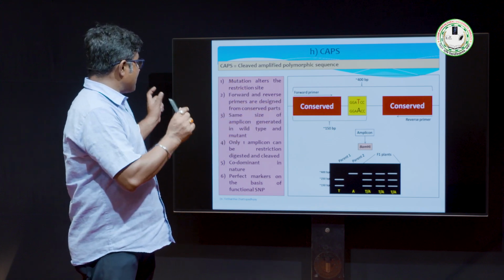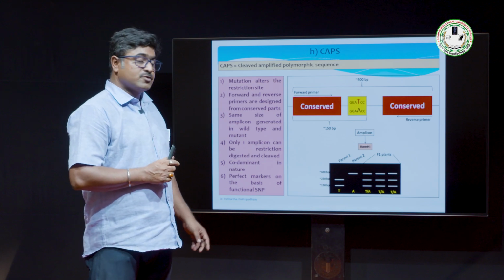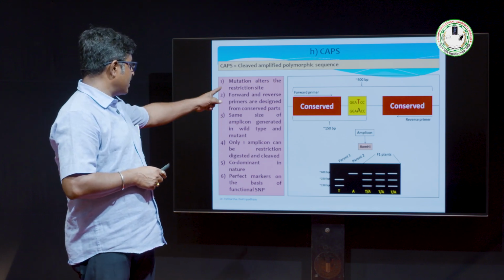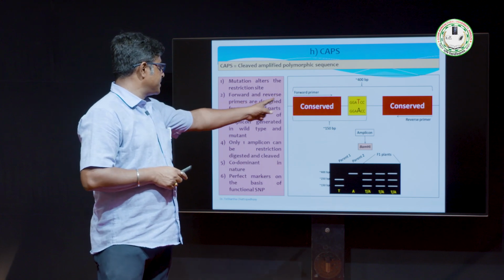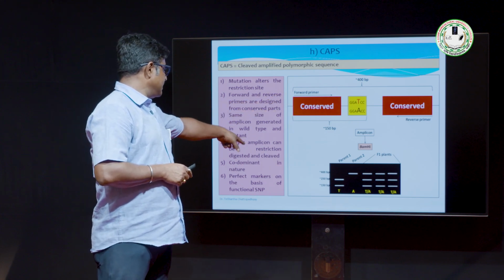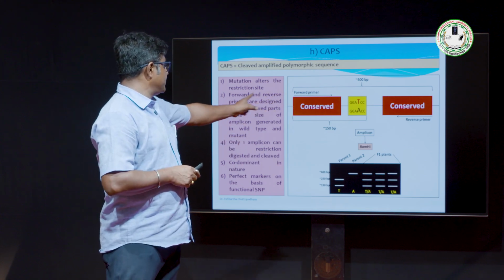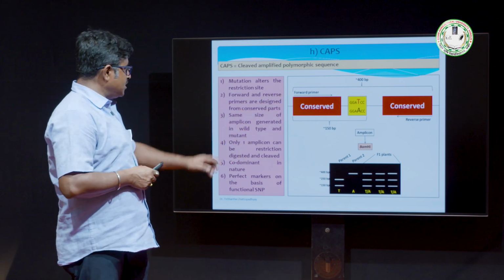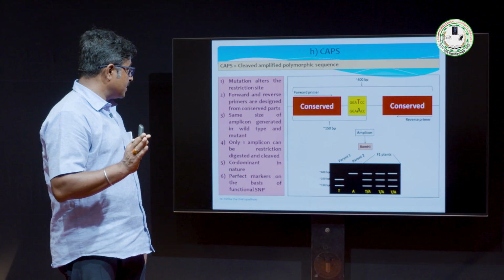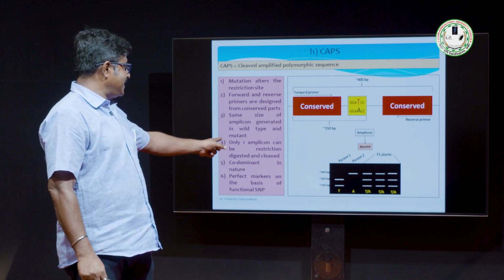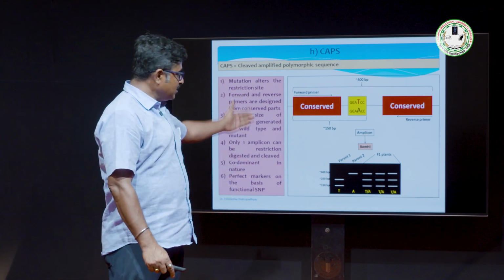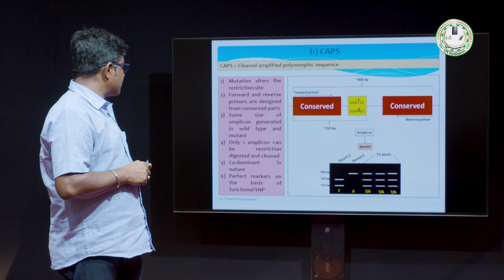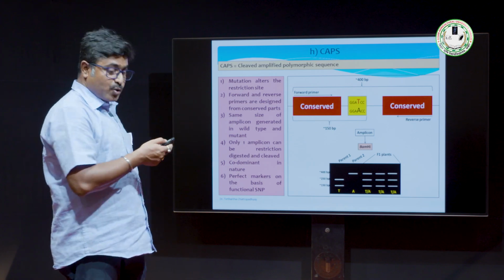So if we amplify this region through conserved primers and digest it, then in parent 1 this 400 base pair band will be cut into two pieces, one 250 base pair fragment and one 150 base pair fragment. But in parent 2, it will not be cut into two parts. And in F1 plants, which are TA in nature, you will have all three bands. So this is the cleaved amplified polymorphic sequence marker, the CAPS marker, which is also a codominant marker.